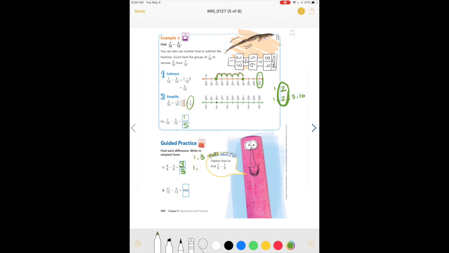Factors of 3: 1 and 3. Factors of 8: 1, 2, 4, and 8. The only common factor they have is 1, and if their only common factor is 1, then it's already in its simplest form and there's nothing else we can do.